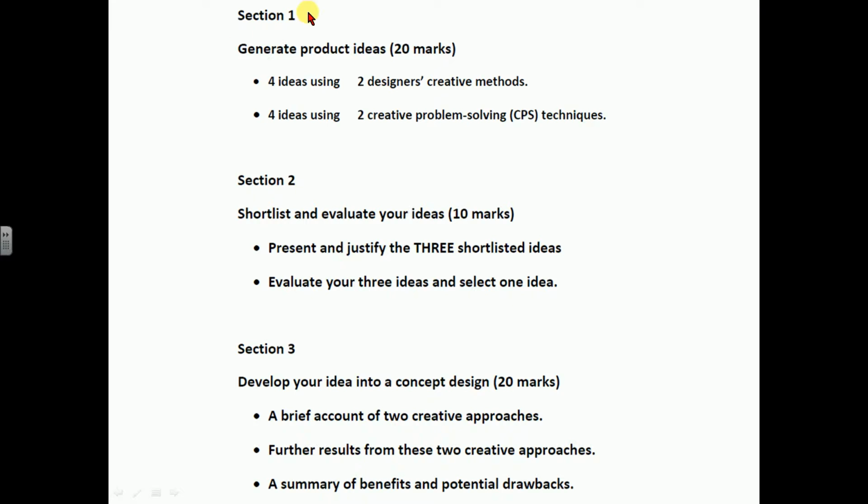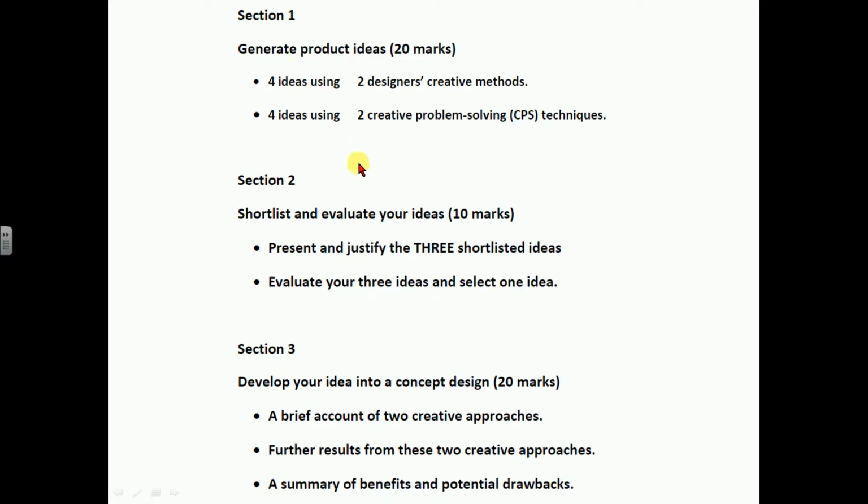Part 2 is broken up into three sections. Make these clearly titled in your TMA. In section 1 is where you generate ideas; you should be looking at 10 ideas. That's standard. So 10 ideas, 4 of them taken from what they call designers' creative methods, and at least 4 of them taken from 2 creative CPS techniques, and you've got the list there in your book of possible examples you could be using.